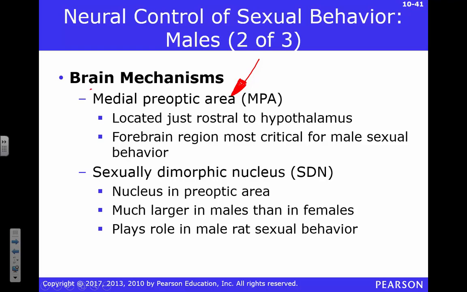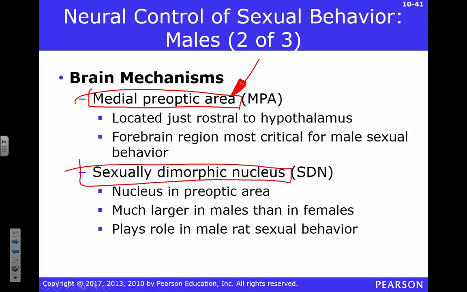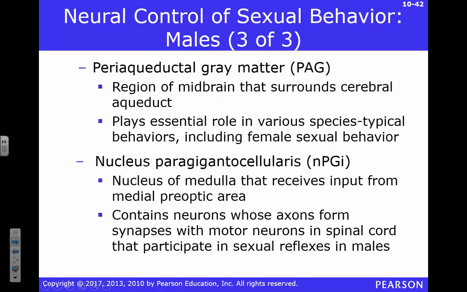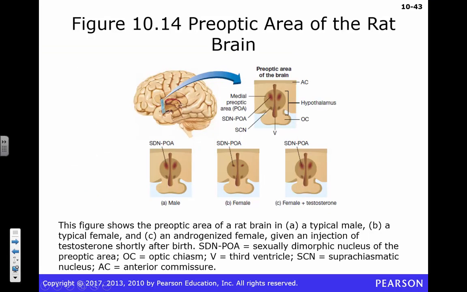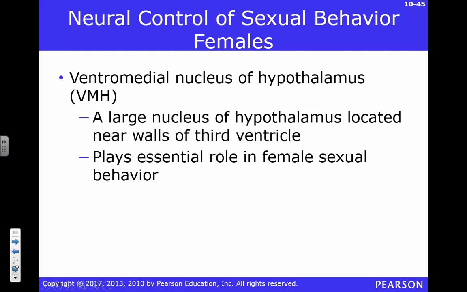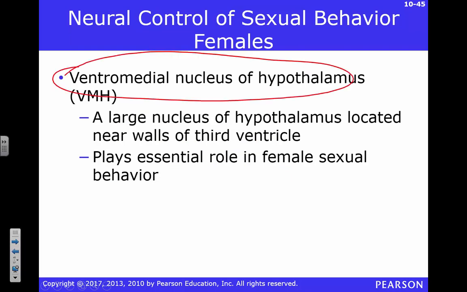For males, you have something called the medial preoptic area and the sexually dimorphic nucleus. Both of these are highly involved in male sexual behavior in rats. You see something similar in humans. In females, you have the ventral medial hypothalamus, and that's going to be essential in female sexual behavior.